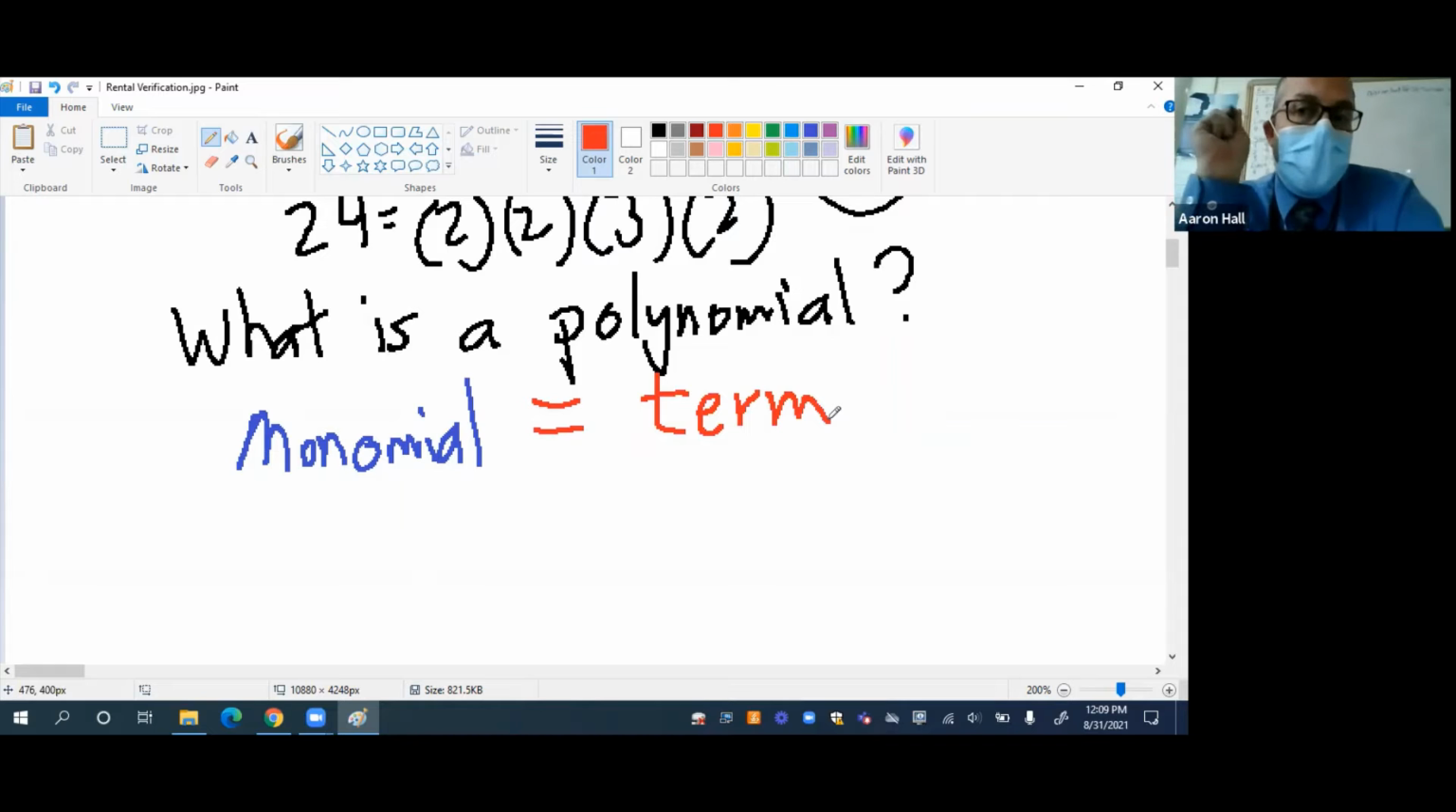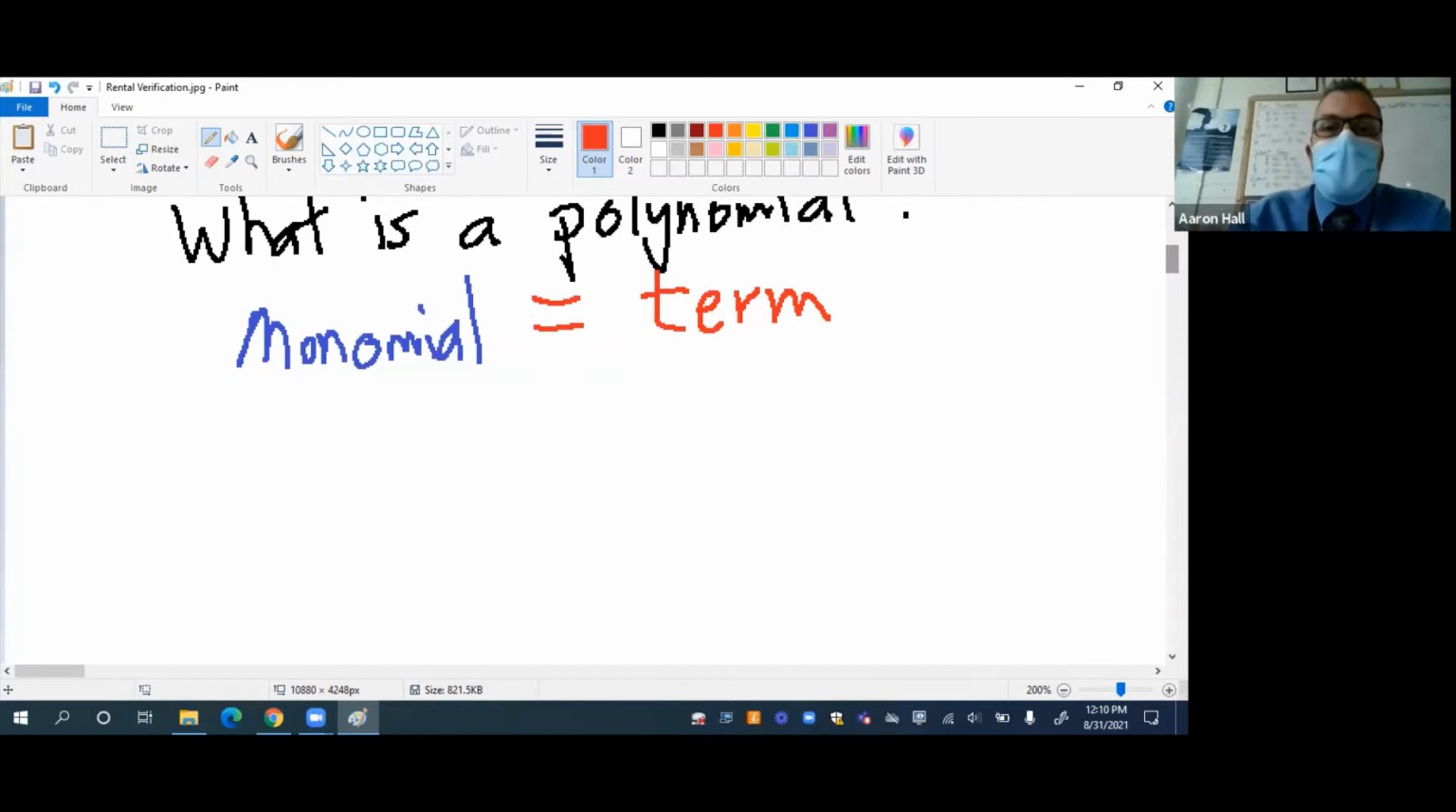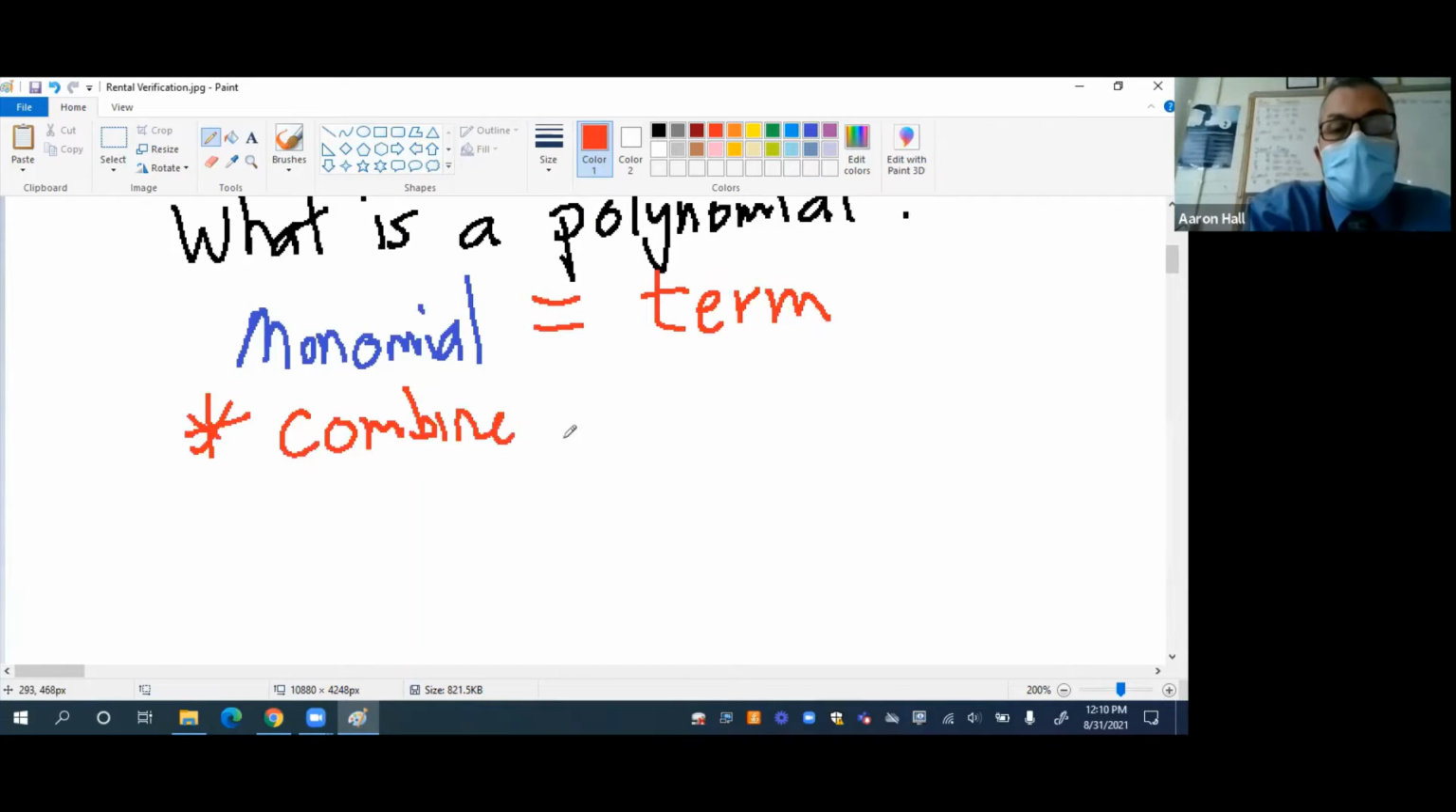It's not entirely true because if your exponent is negative or a fraction, it's not technically a monomial. But for all intents and purposes, for calculus and for today's class, every math that you're going to see, it really is the same thing. So we're going to think of these as terms. Well, what the heck is a term? If I use the verbiage, combine like terms, what do I mean?